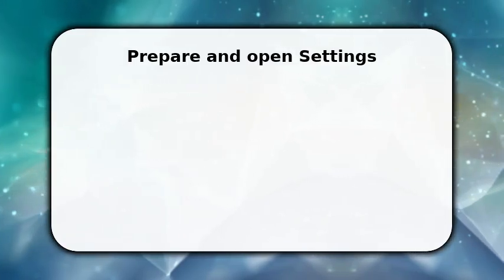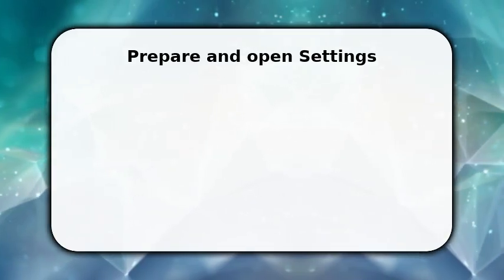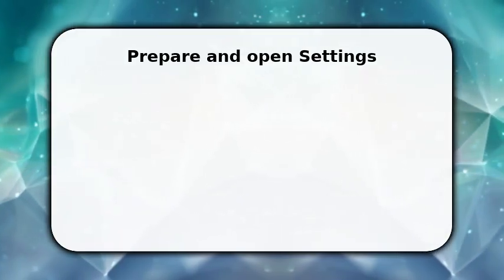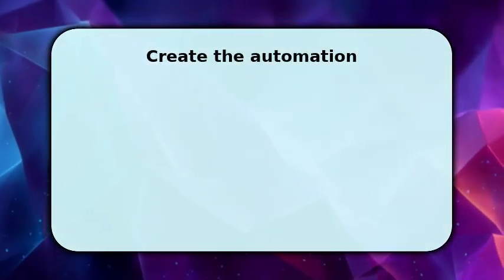Once done, keep Settings open and move to creating an automation in Shortcuts or the built-in automation area to link your trigger to low power mode. Now create the actual automation.